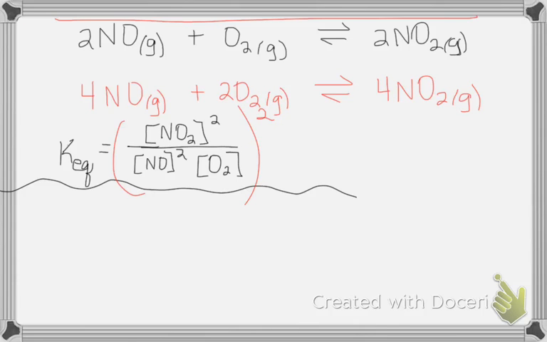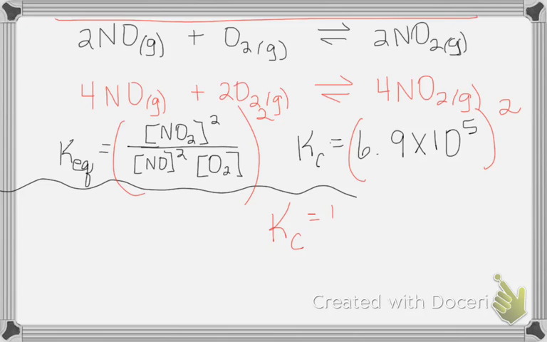It is. So if the KC for that original equation in black is 6.9 times 10 to the 5, square, then how do I get the KC for the one in red? I would square that. 4.76 times 10 to the 11. You see how I knew that?